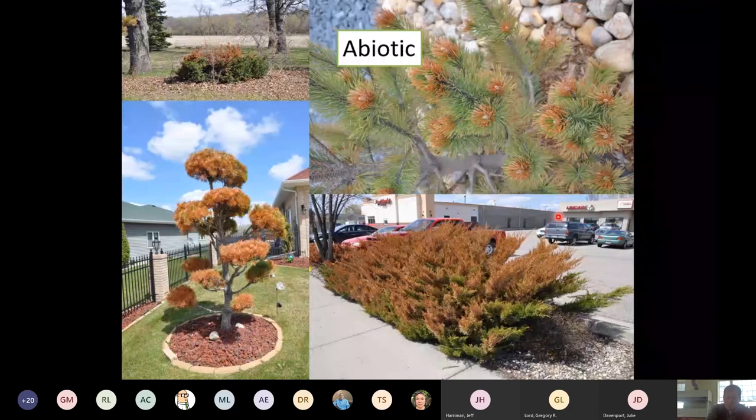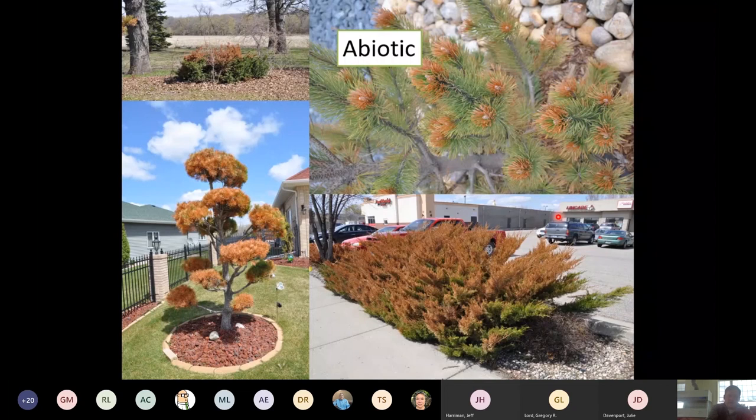Here's winter burn happening in about the same geographical area, but you've got the same symptoms on four different species here, expressing a little bit differently, but the same thing has happened here. It's winter burn. These pictures were all taken in spring. They're all different species of conifers in different settings.